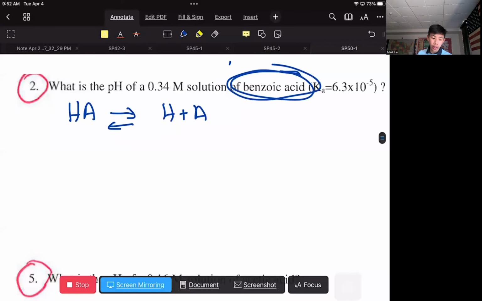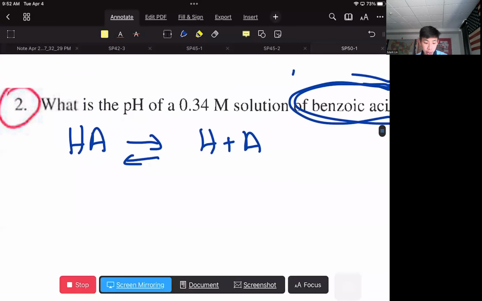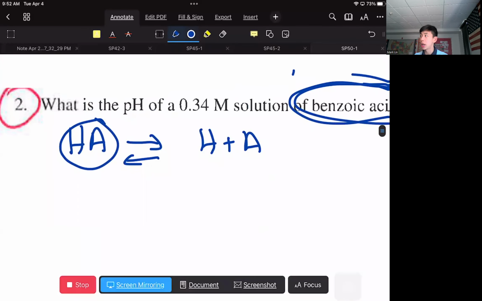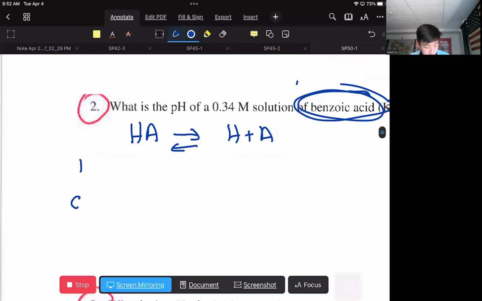So knowing that, we have the benzoic acid. It doesn't matter what it is, because we're just looking at X's in the number. It's going to be HA breaking down into H and A, because H is always on the product side. And so let's set up the ICE table.